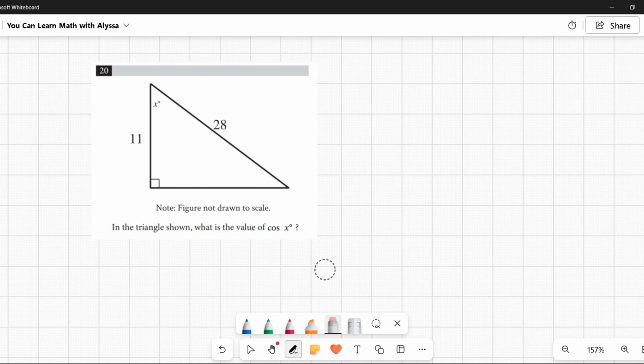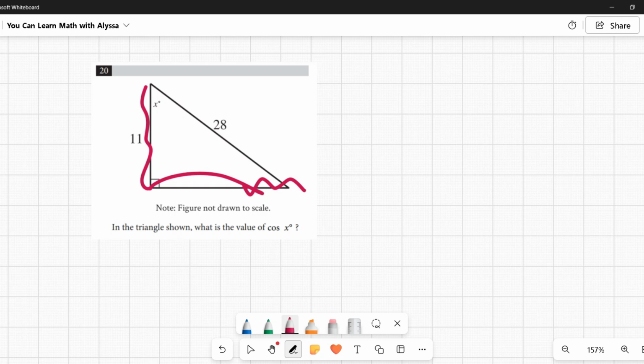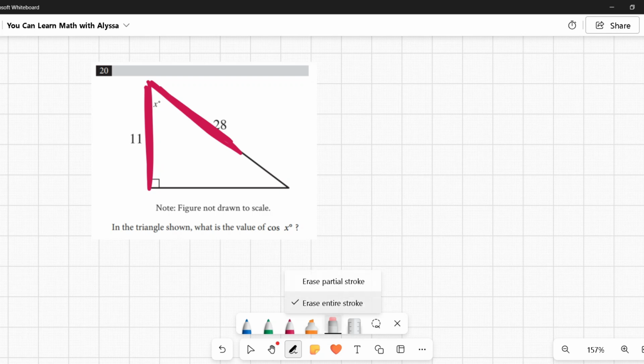Whenever they say not drawn to scale, they're not wanting you to measure this part with a piece of paper, fold it over here, and figure out how long this side is. No, they don't want you to do that. You can tell this is not drawn to scale, because 11 is less than half of 28. But if you were to draw a line that same length right there, you'd see that's more than half of that 28. So you can tell this is not drawn to scale.